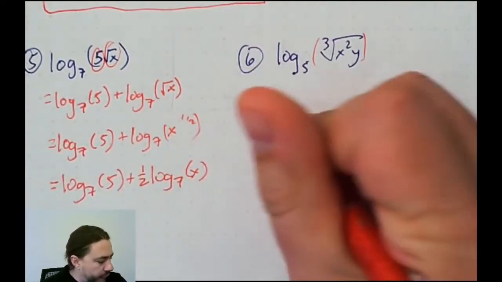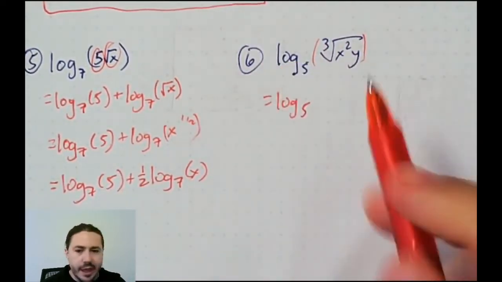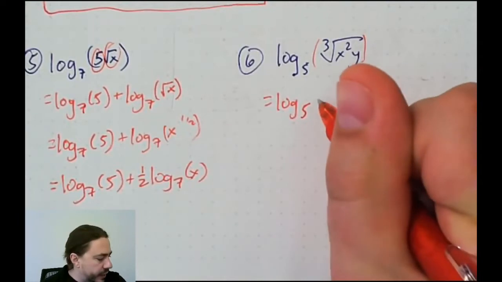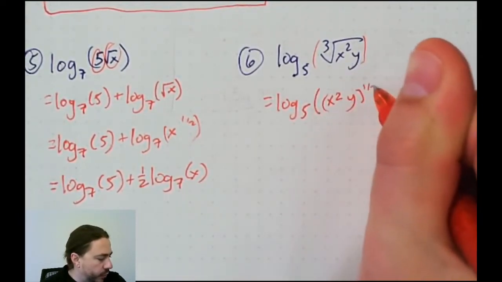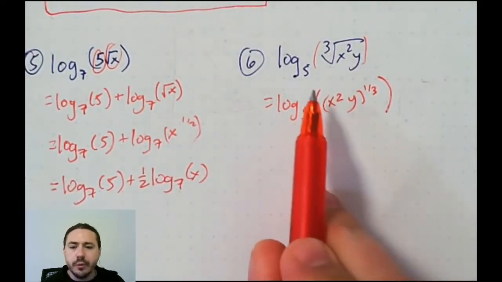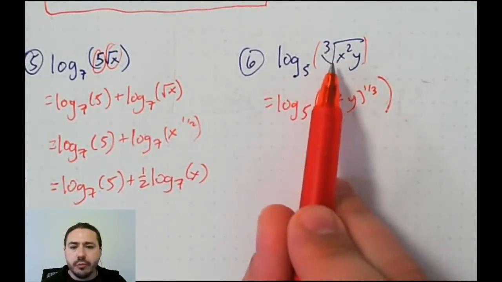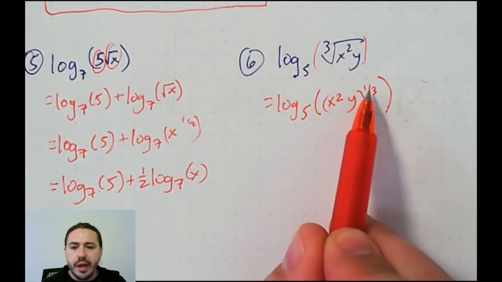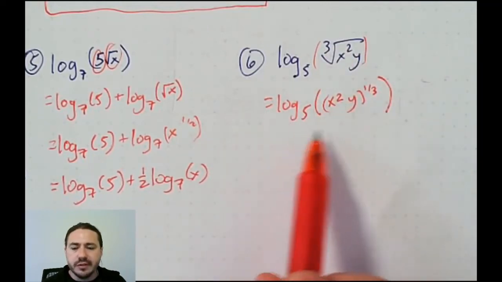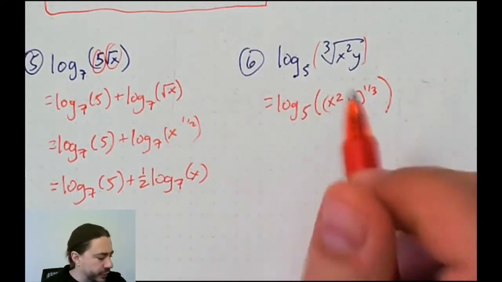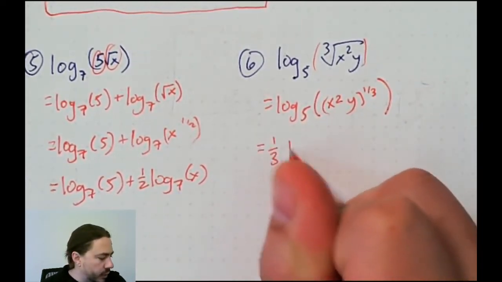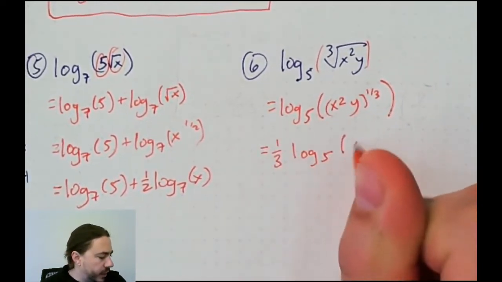I'm going to rewrite that first. I don't like having that cube root in there. Instead, I'm going to write that as x squared y, all that to the 1/3 power. So this cube root is over all of this. So we have to really deal with that first before we can start separating things out. So I'm going to move this 1/3 out to the front before I actually start separating anything else.